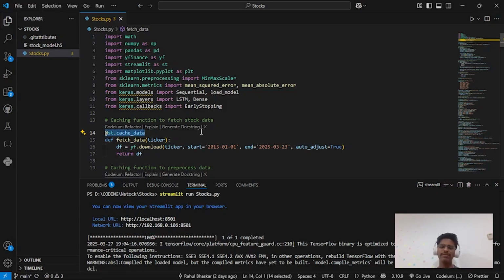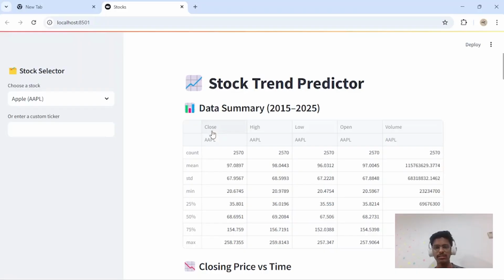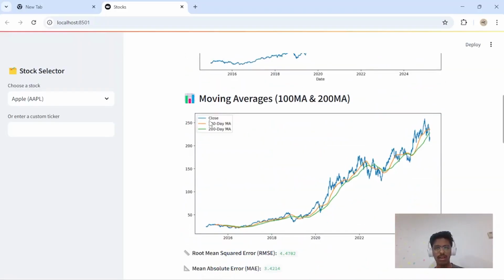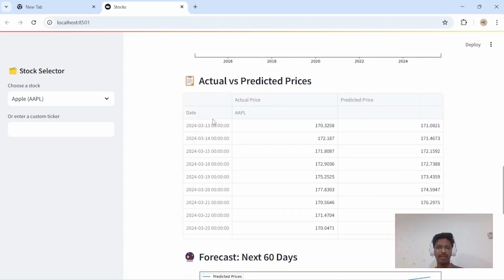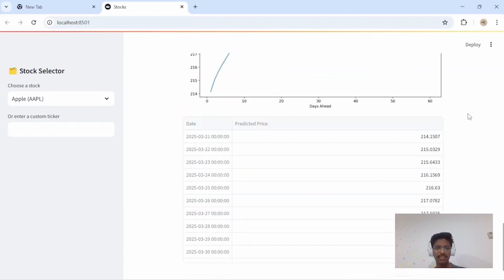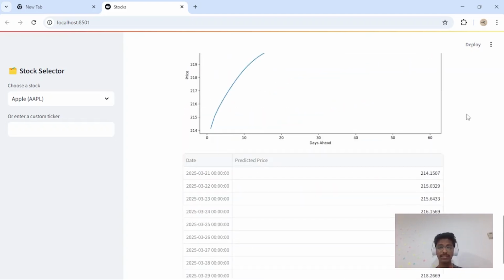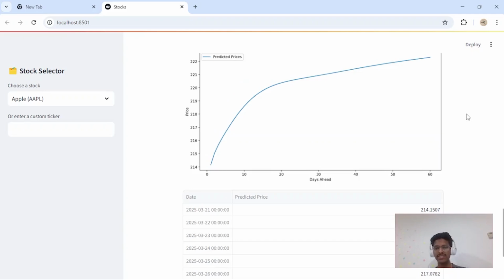And in the front end, we visualize our historical closing prices, 100 and 200-day moving averages, and our actual versus predicted prices. Finally, for forecasting the next 60 days, we use the last 60 known prices as input and recursively generate predictions day by day, putting each predicted value back into the input window. All these visuals, charts, and tables are rendered with Matplotlib and Streamlit's plotting API for an interactive experience. Overall, this app demonstrates how deep learning, finance, and web technologies can come together for real-time forecasting.